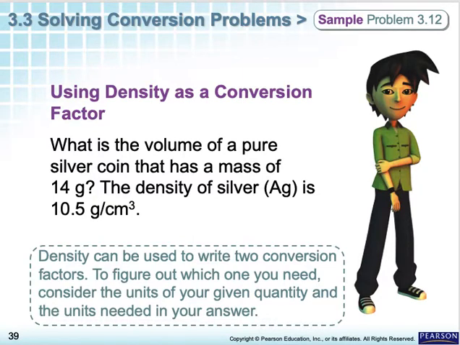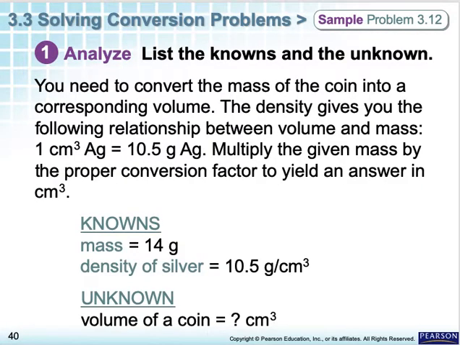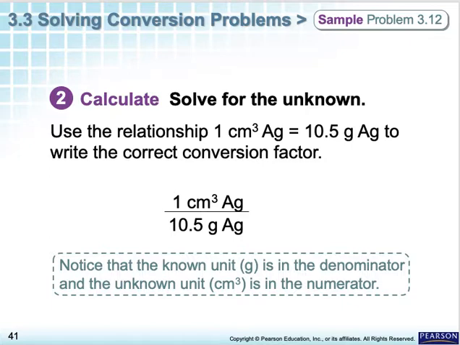What is the volume of a pure silver coin that has a mass of 14 grams? Density of silver is 10.5 grams per cubic centimeter. And this is a conversion factor, and I could write 10.5 grams per 1 centimeter cubed, or I could write 1 centimeter cubed for 10.5 grams. So I have my conversion factor, I have what I'm given, and what I want to find. So I'm going to put 1 cubic centimeter on the top because I have grams and I want to get rid of it.